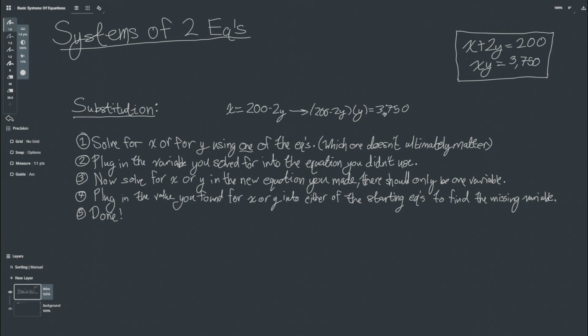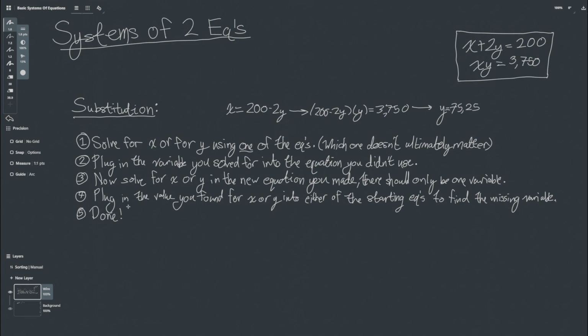So here, in this new equation we made, we only have y, no x. So then you can solve for y and get a value for y from this equation. And for this equation, we'll get the values y equals 75 and y equals 25.